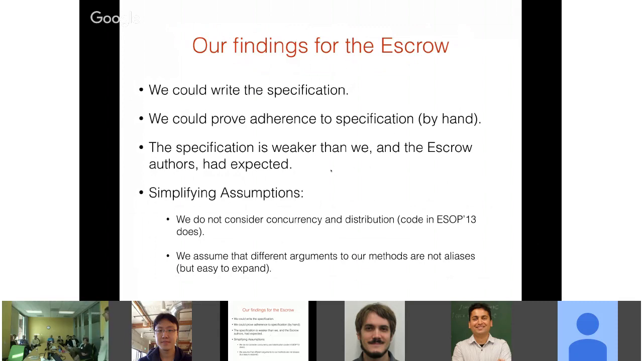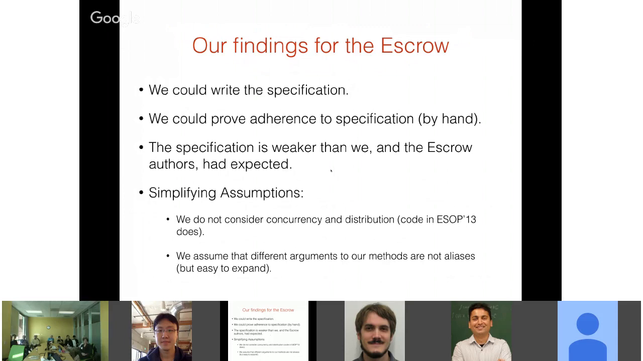Where did we get to? Well, we could write the specification, with which we're inordinately pleased, because people couldn't really write those sort of specifications before. We proved by hand adherence to the specification, and what's interesting is that the specification turned out to be weaker than we and the escrow authors thought. There were things that they thought this escrow could achieve which in fact it couldn't, and Sophia will talk about that later. We don't consider concurrency and distribution and a bunch of other things the code in the ESOP 3 paper does, works correctly. And again, we will assume that different arguments to our methods aren't aliases, and there are a number of other such conditions.